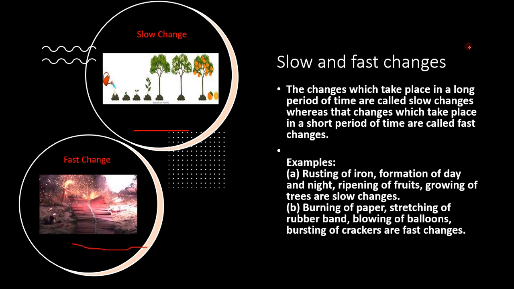Hope all understood the fast changes, even so I will explain once again. The changes which take place in a long period of time are called slow changes. Growing of trees is also called a slow change. If you are going to make a plant, what process will you do first? You will take the seed, put it in water for 1 day, and the sprouts come. Then you go and bury it in the soil. If the soil is not fertile, you will put fertile soil inside.